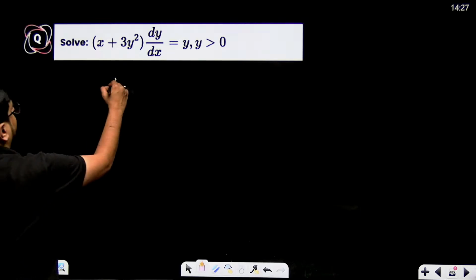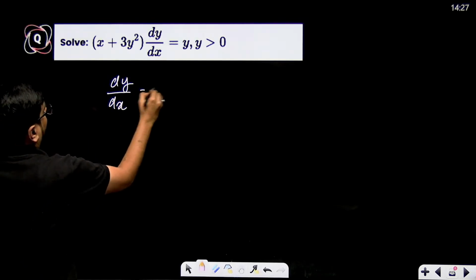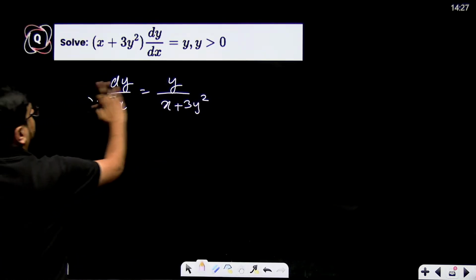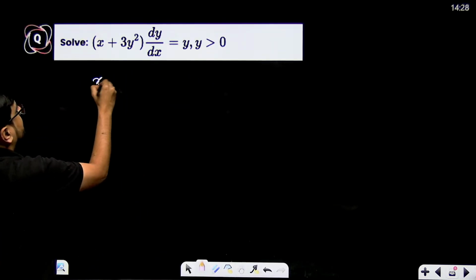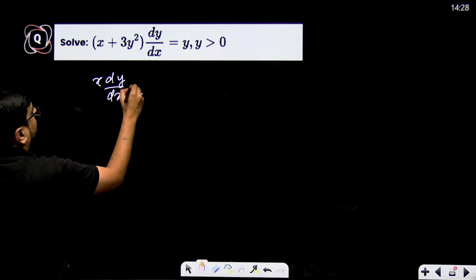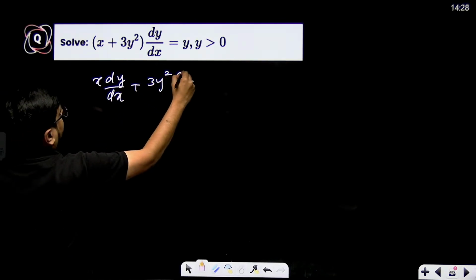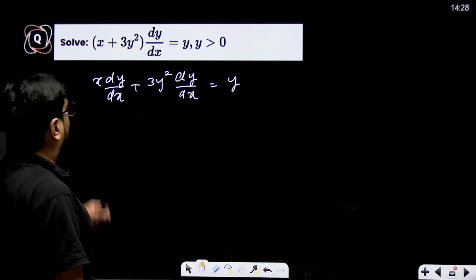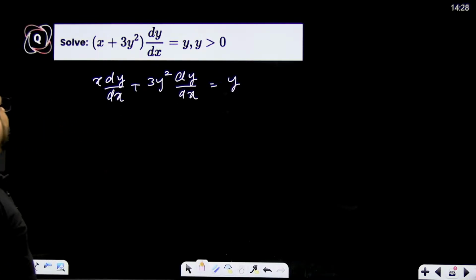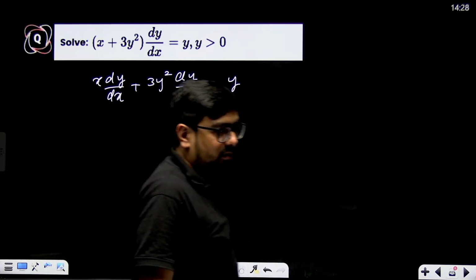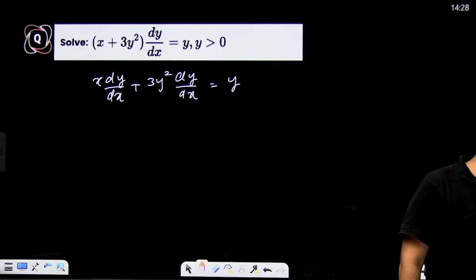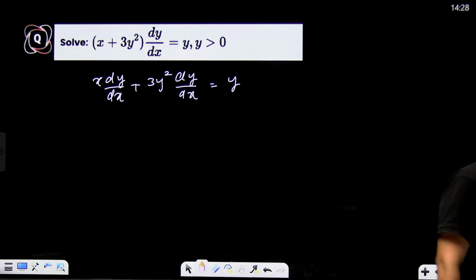Here again same type of question. Dy by dx will be equal to y by x plus 3y square. Can we do this? No. First, no. We cannot directly do this. X dy by dx, this is no problem, plus 3y square dy by dx equal to y we are getting. This is linear in what? In y it is not linear for sure, because y square is coming. Can we say that it is linear in y? Just think about that. We cannot say it's linear in y.